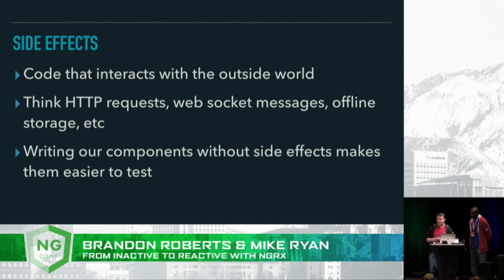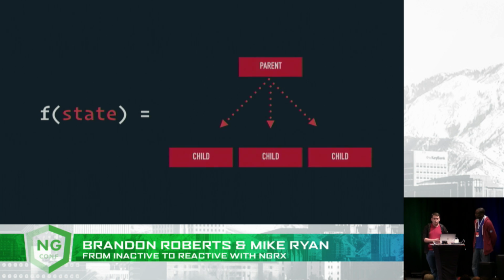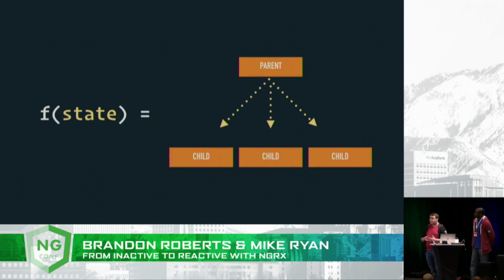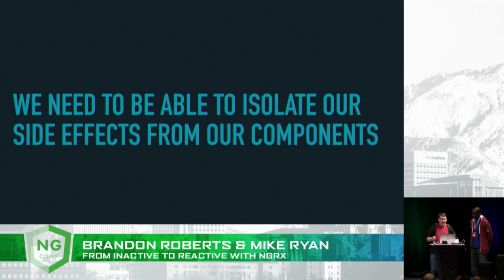So if we write our components without side effects and isolate them out from our component tree, it'd make them easier to test. And the reason for that is, if we think of state as a function that produces our UI, and for any state we're showing the same UI, we can make test assertions against that. We can say, how does our application behave underneath this state? Or what about this state? And they're pure representations of that state tree. So we need to be able to isolate our side effects from our components.